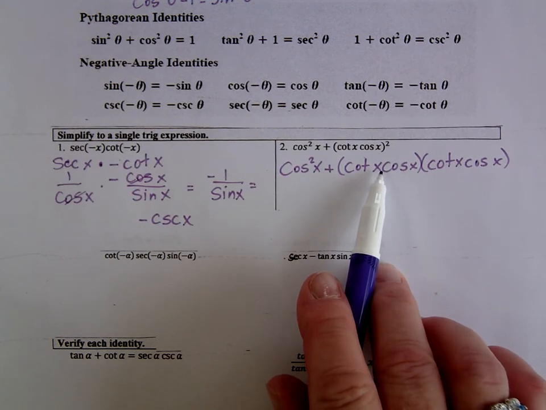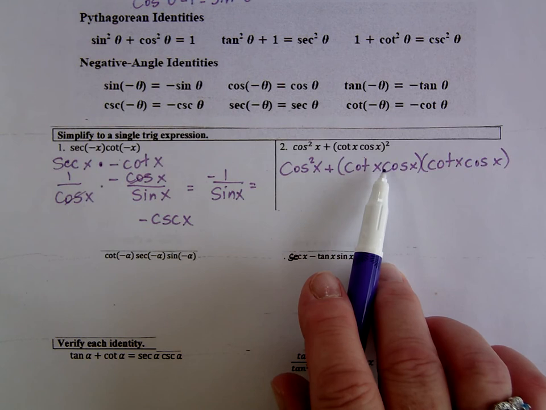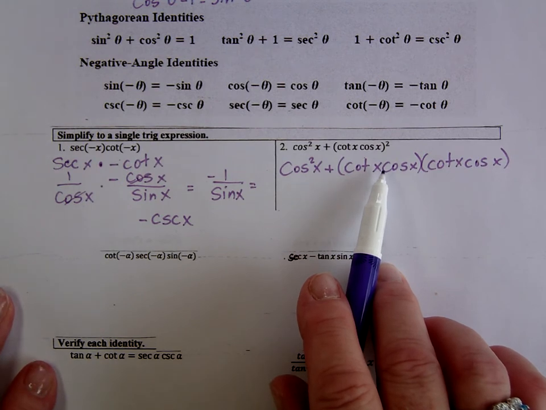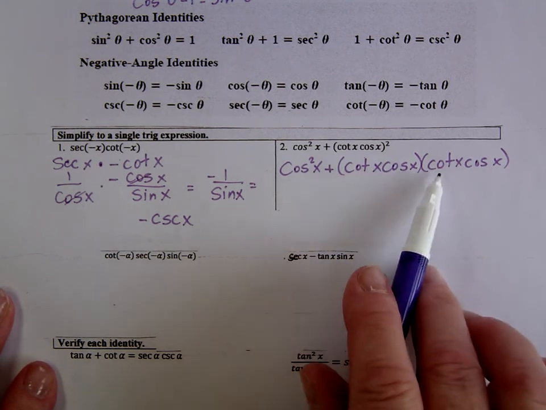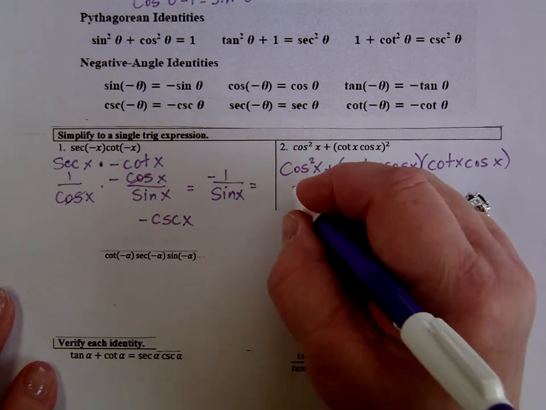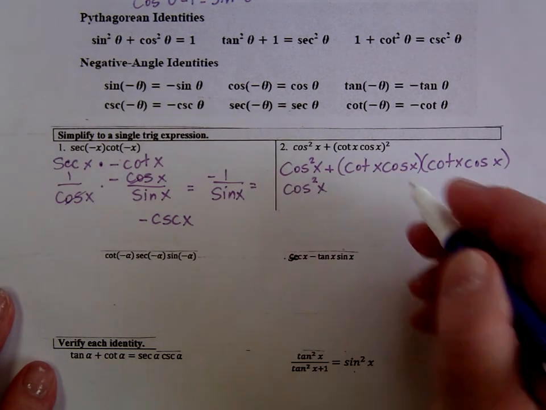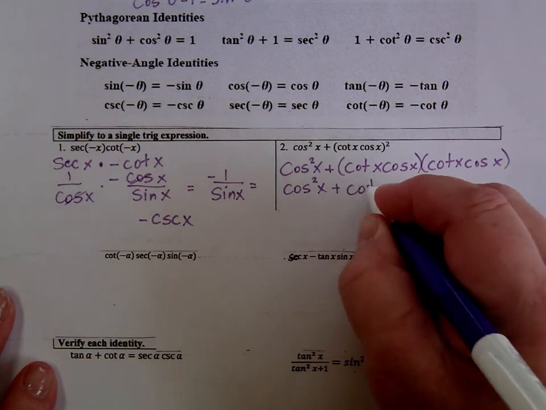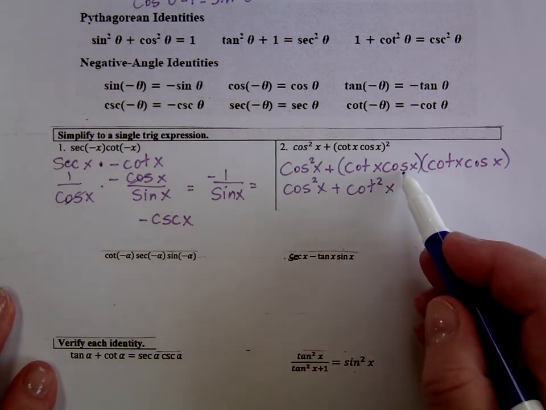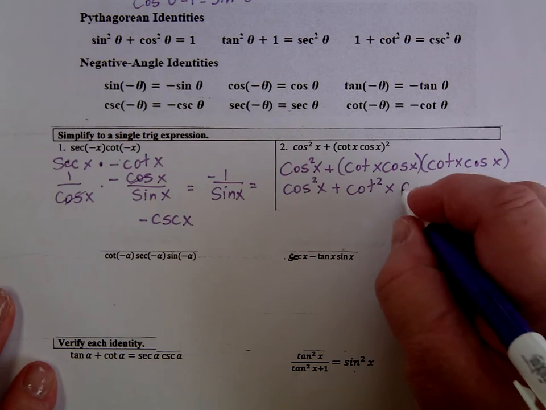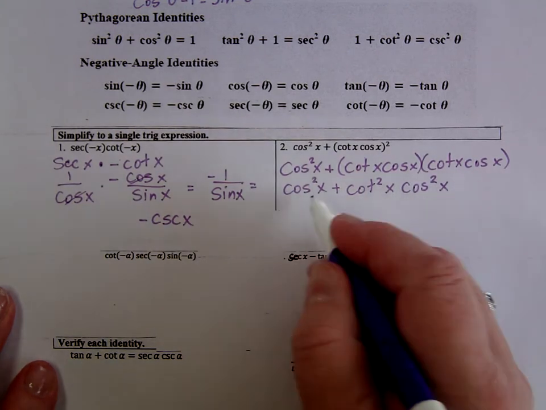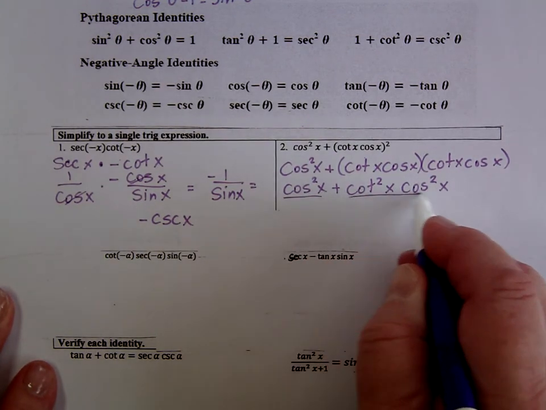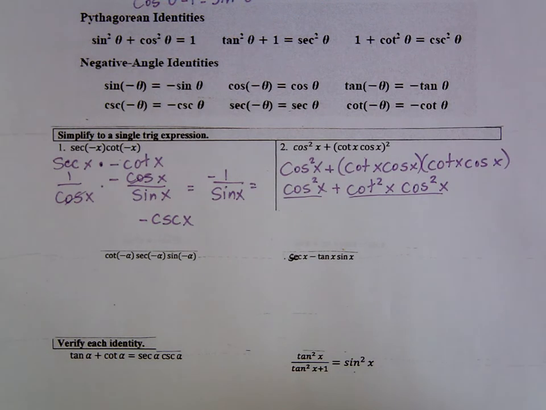If I had a plus sign in the middle, I'd have to FOIL and do all that hot mess. But I don't have to do that for this particular problem. All I have are two groupings of that same thing. So when I simplify it, cosine squared x in the front, cotangent times cotangent gives me a cotangent squared x. Cosine times cosine gives me a cosine squared x. And I have two terms. Here's my first term, here's my second term, separated by the plus sign.